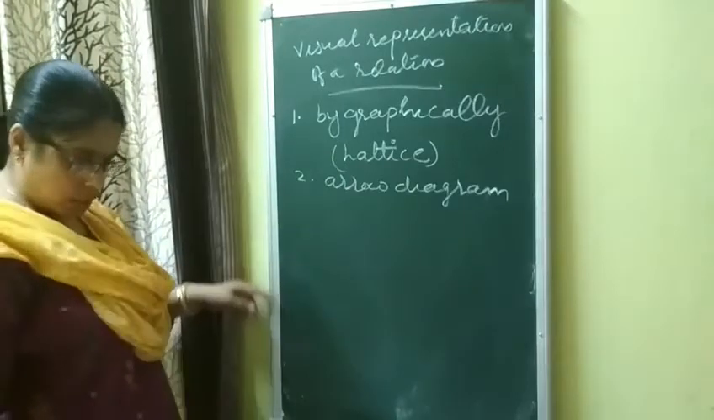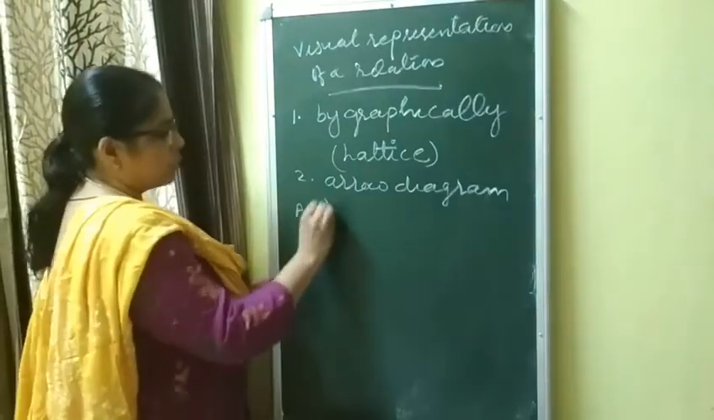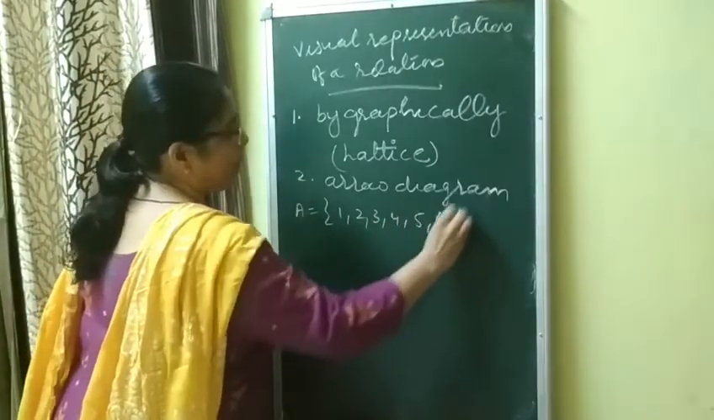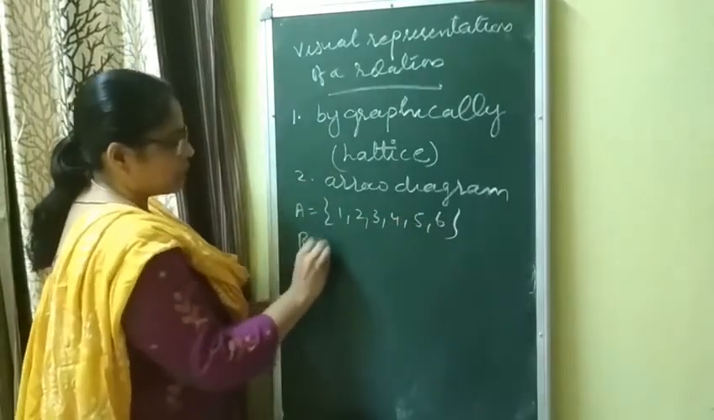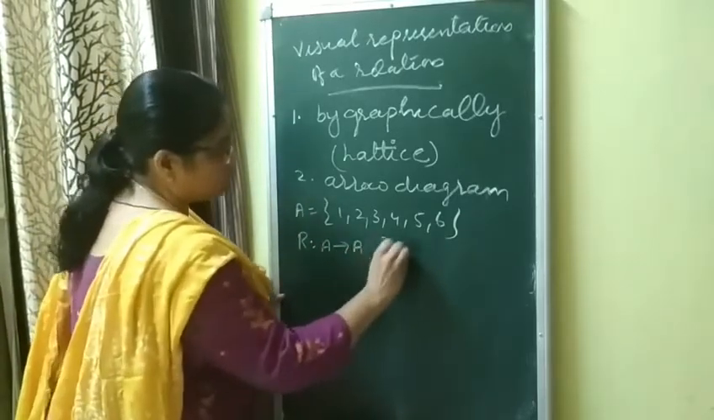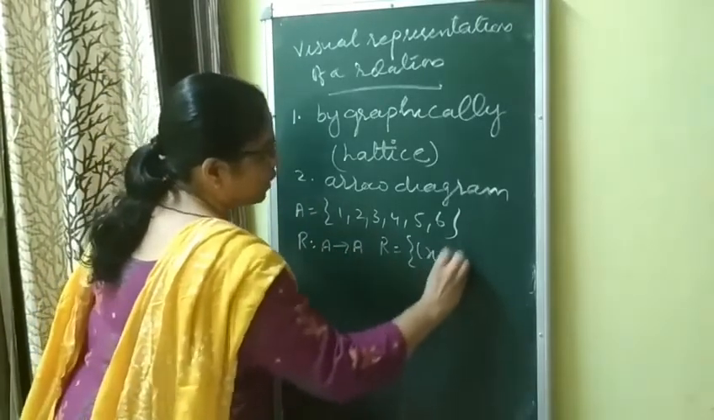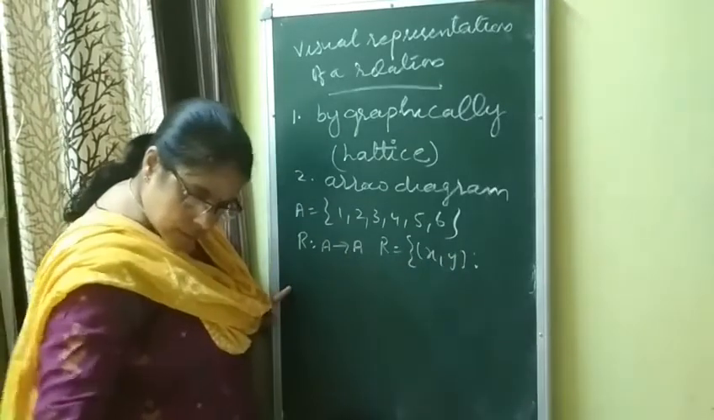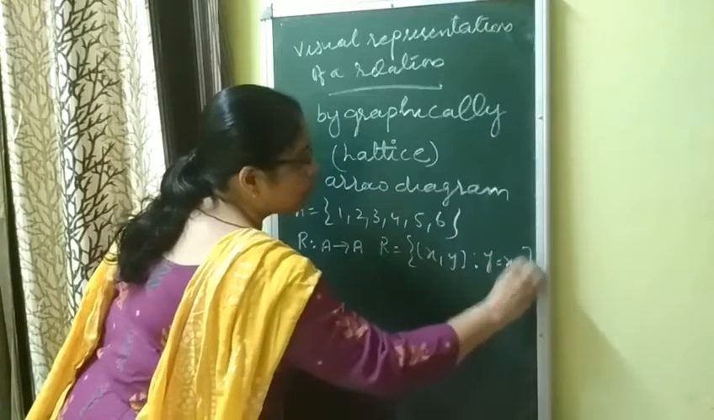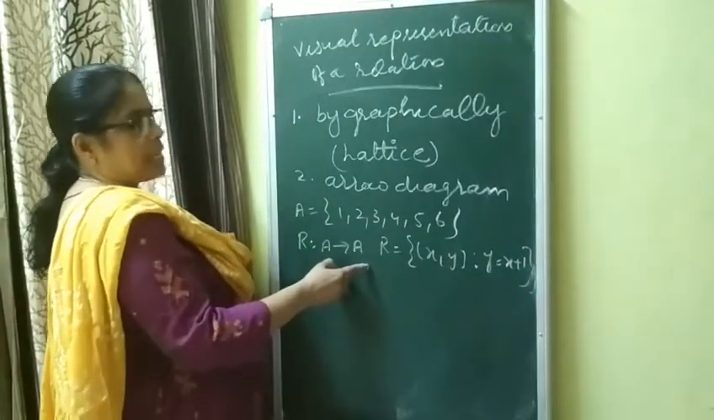Again I am taking the question. A is equal to the set {1, 2, 3, 4, 5, 6}, and R is the relation from A to A defined by R = {(x, y) such that y = x + 1}. Which form is this? This form is set builder form.